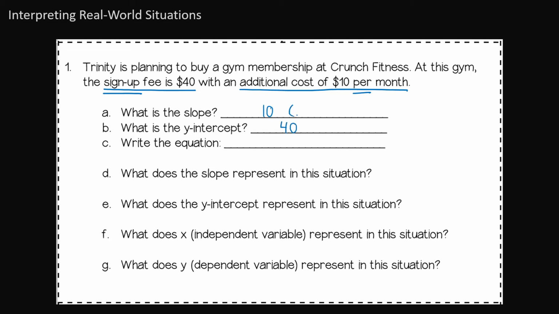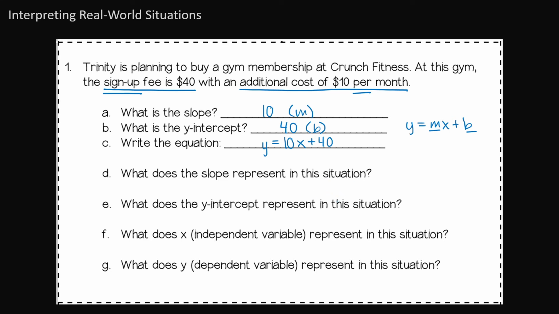So knowing that m is 10, b is 40, and we need to put this into the equation y equals mx plus b, we're plugging in the values of m and b, the equation should be y equals 10x plus 40.